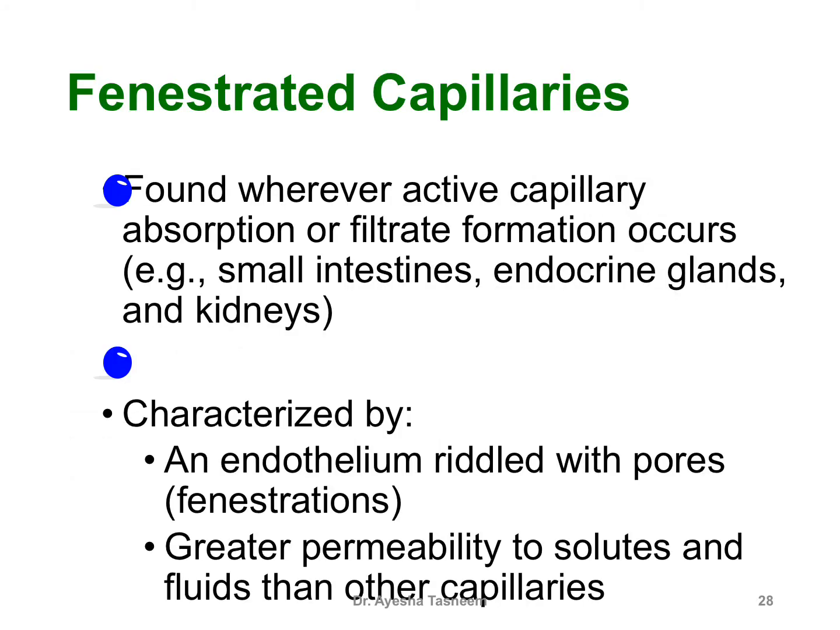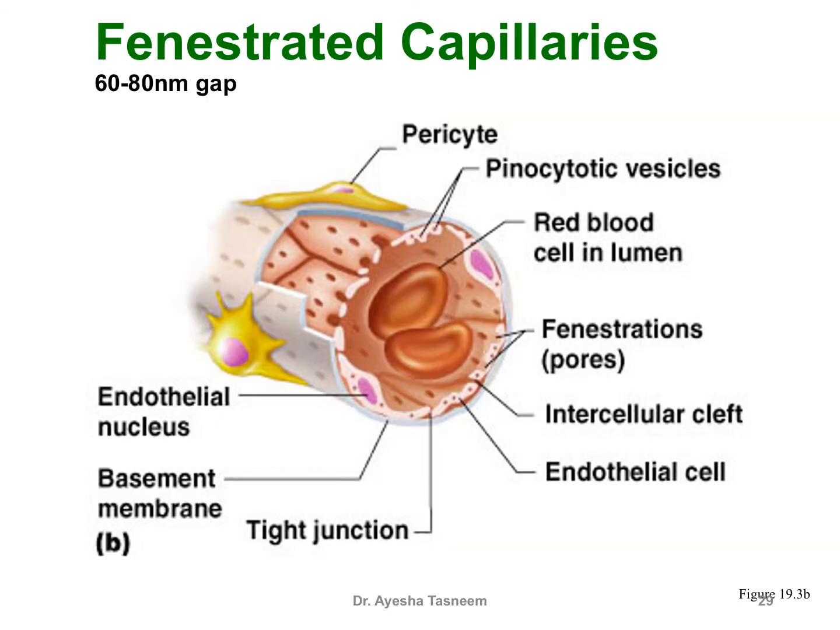Then we come to the fenestrated capillaries. They have small pores or fenestrations in their linings. These are mostly found in small intestines, endocrine glands, and kidneys. Here you can see the gap is 60 to 90 nanometers.